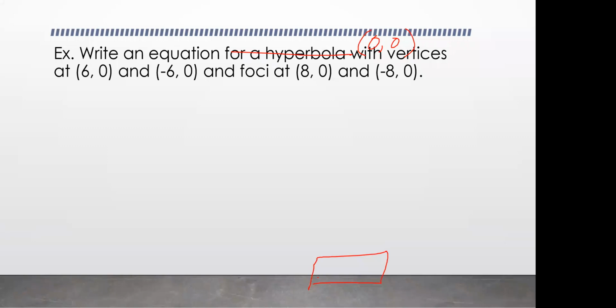All right. So, the first example says to write an equation for a hyperbola with vertices at (6, 0) and (-6, 0), and foci at (8, 0) and (-8, 0). So the first thing you need to do is find the center, okay? Now, since we're given the vertices (6, 0) and (-6, 0), they are both the same distance from the origin, okay? So this hyperbola is centered at (0, 0), okay?